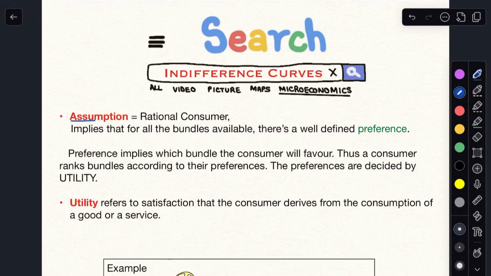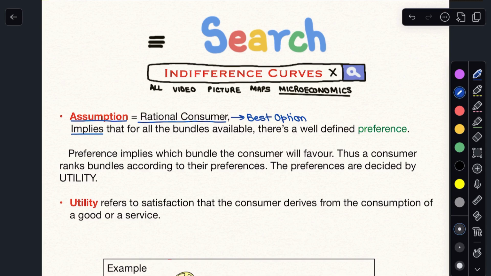Before we start, a very important assumption is that a consumer is always rational. This means that a consumer will choose the best option for themselves, ceteris paribus. That is, considering everything else to be constant, a consumer chooses the option that's best for them. Now, what's the implication of this?